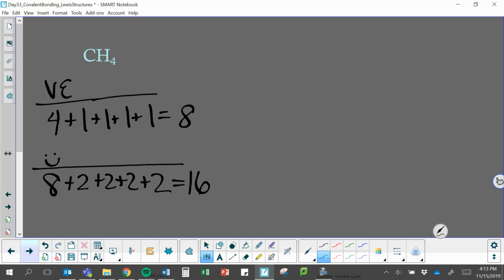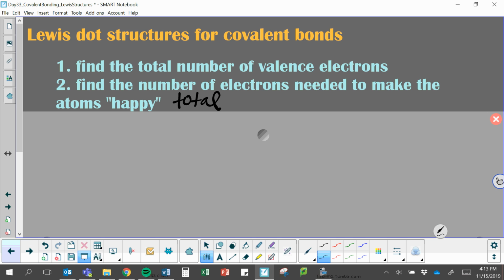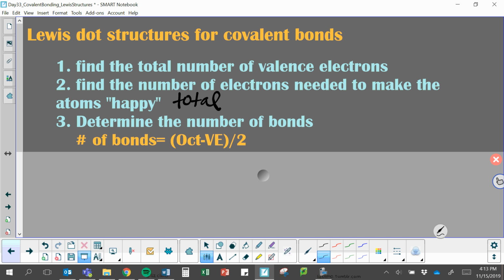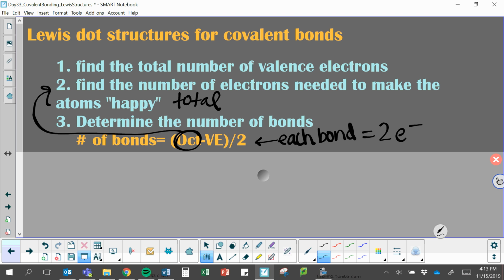So these are the two numbers we need to figure out the total number of bonds, which is our third step: determine the number of bonds. To do that, we use the number of electrons needed to make the atoms happy, or our octet number. So this is basically the number that we got from number 2, minus our valence electrons, that was our number from number 1. And then we divide that whole thing by 2 because each bond is made of 2 electrons. So we want to find the number of bonds.